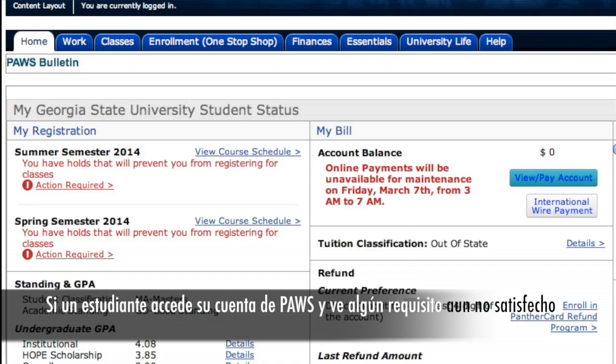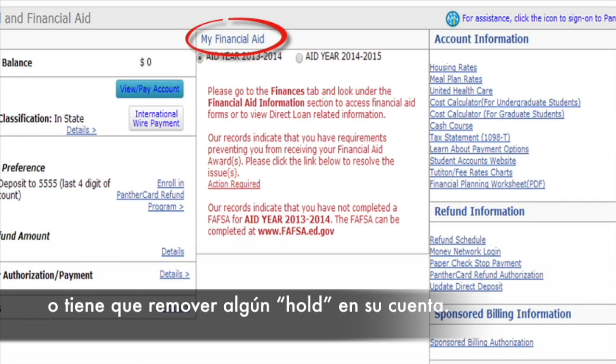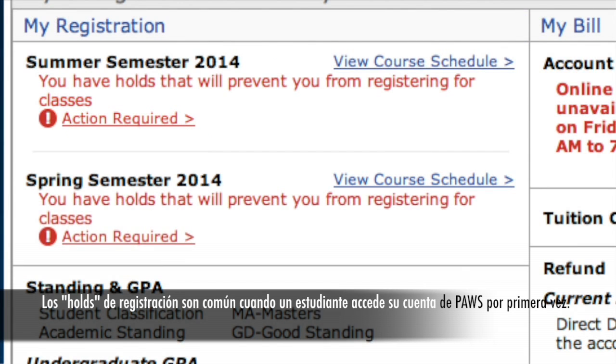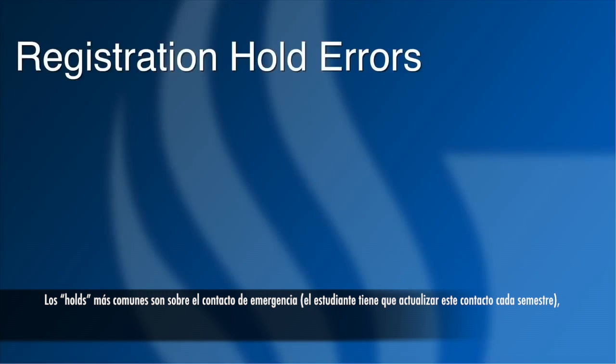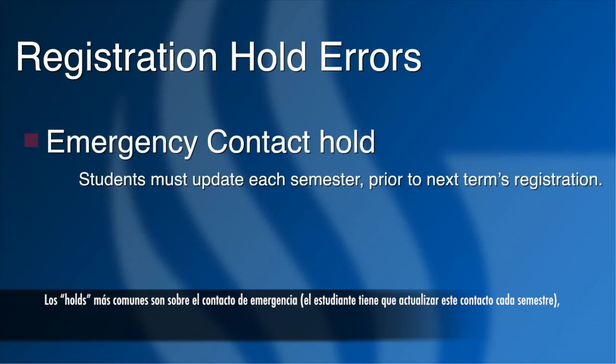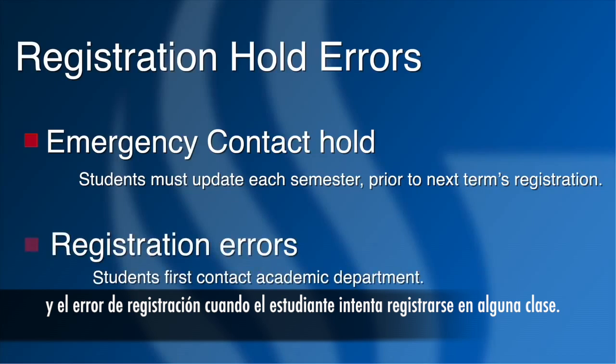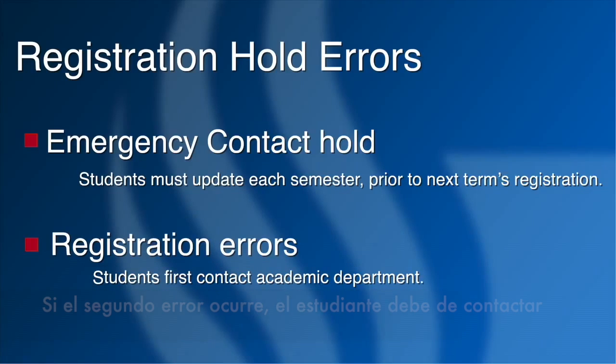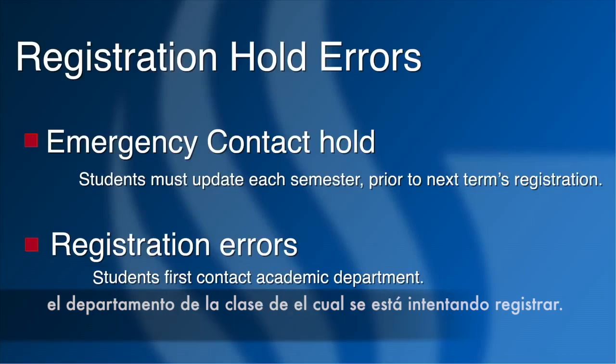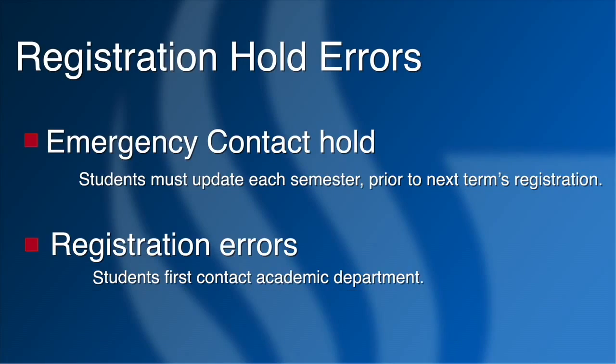If a student logs into their PAUSE account and sees anything highlighted in red, this means a student has specific action they must take to resolve an outstanding requirement or to remove a specific hold on their account. Registration holds are common when a student first accesses their PAUSE account. The most common holds are for emergency contact. A student must update this each semester prior to the next term's registration. A student may also encounter registration errors when attempting to register for a course. If this occurs, the student must contact the department of the course they are trying to register for.